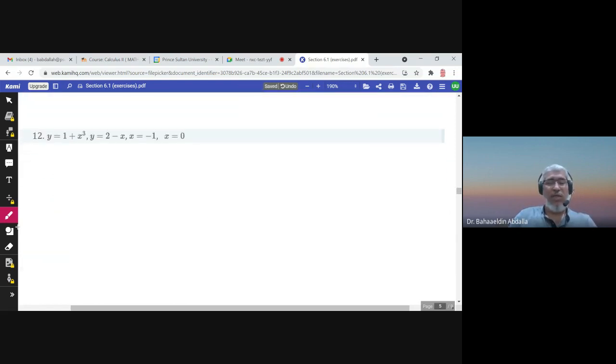Y equals x cubed plus 1. We know the graph of x cubed, and plus 1 will take the graph 1 unit up. This is the graph of x cubed like this. So plus 1, the point 0, 0 will go up, and the graph would be like this. This is the graph of x cubed plus 1.